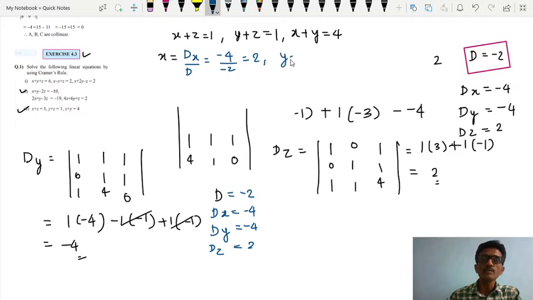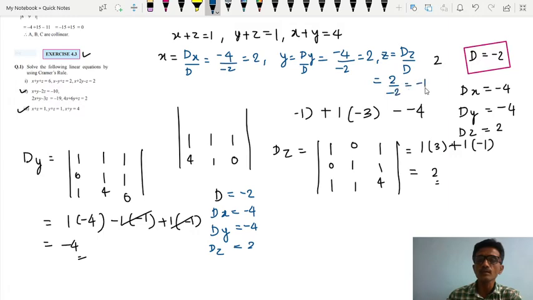Then y is equal to dy upon d. What is our dy? Dy is also minus 4, and d is minus 2, so it is 2. Then dz, what is dz? See here, dz upon d is z. Dz is 2 and d is minus 2, so z is minus 1. So we are getting x is equal to 2, y is equal to 2, and z is equal to minus 1.